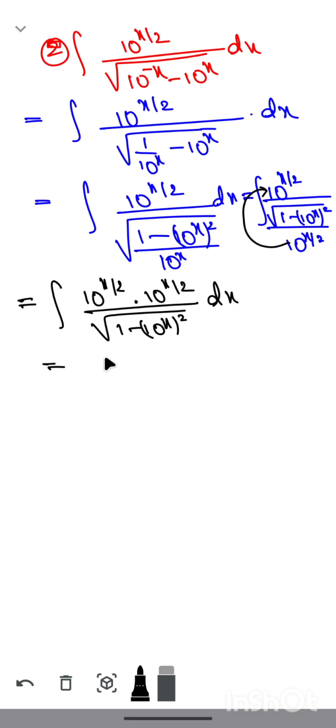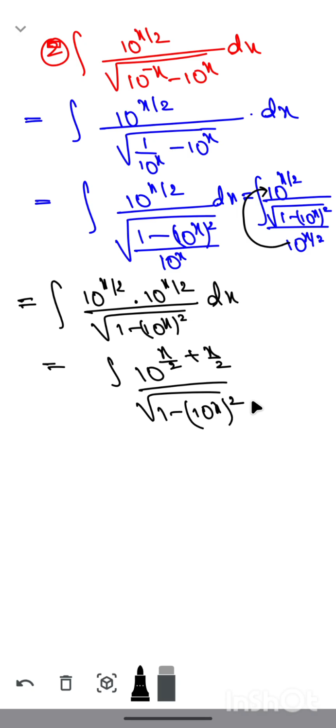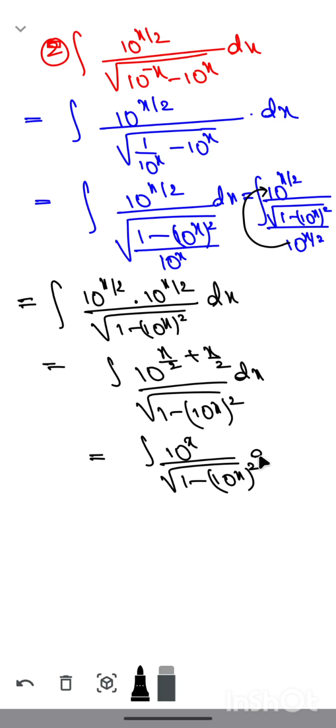When the base is the same, powers can be added or subtracted, so we get 10 to the power x by 2 plus x by 2, the whole divided by square root of 1 minus 10 to the power x the whole square, into dx. Here the numerator and denominator powers combine, so we get 10 to the power 2x divided by 2, which is nothing but 10 to the power x only, the whole divided by root of 1 minus 10 to the power x the whole square into dx.